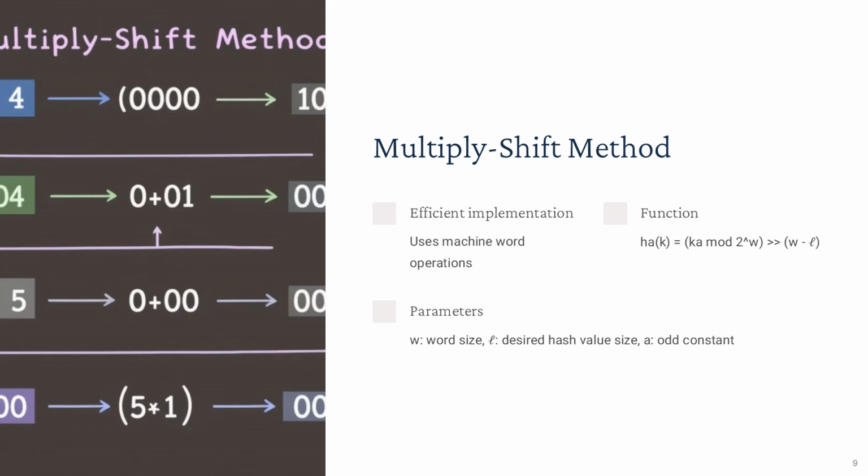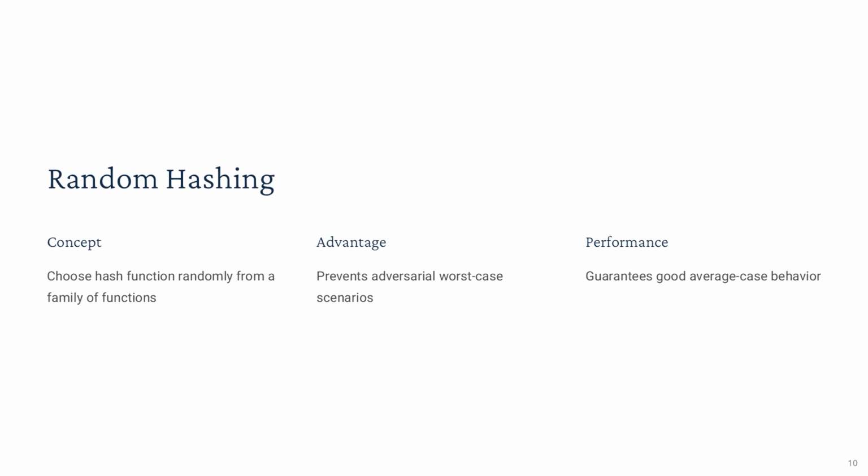Its simplicity and speed make it ideal for high-performance applications, such as networking and real-time data processing. The multiply shift method is particularly valuable in scenarios where the hash function must operate at hardware-level speeds, ensuring consistent performance across diverse workloads. Random hashing introduces a probabilistic element to hash table design by selecting the hash function randomly from a predefined family of functions.